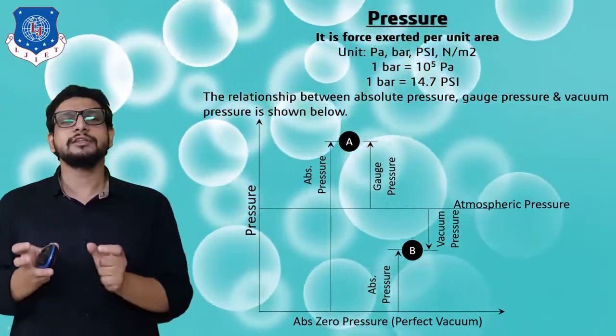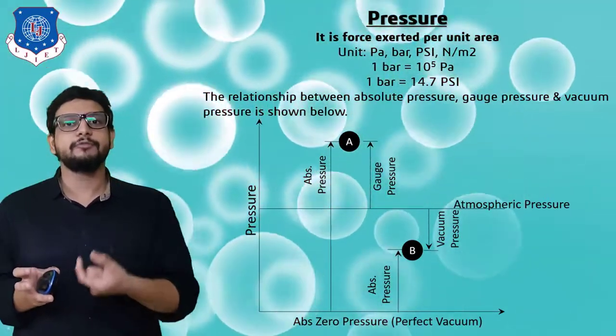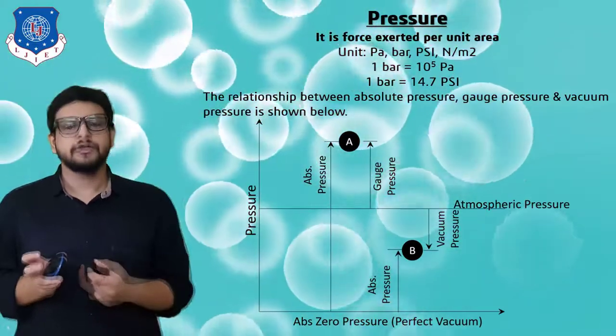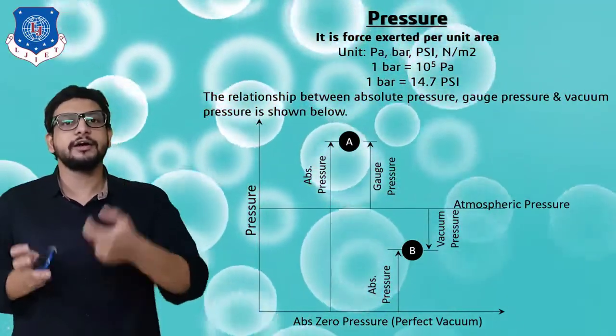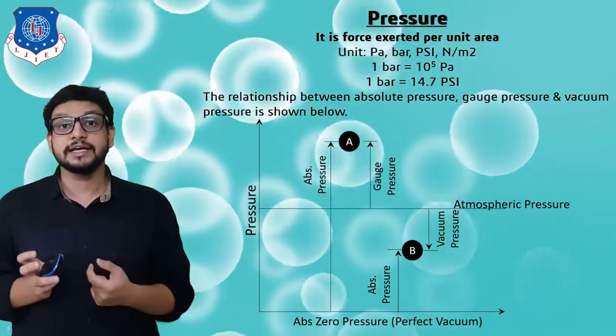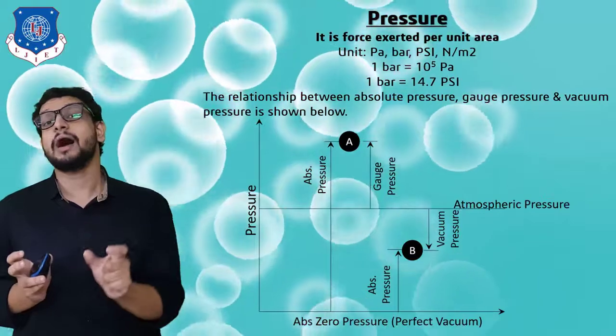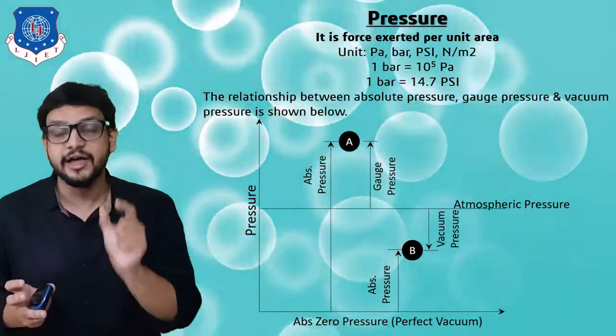You would have heard this term psi. The psi term is usually used while filling compressed air. Whenever you go for filling air, you would have noticed that we use 30 psi, then 35 psi, then 40 psi. So what is that psi? It is pound per square inch. That is the pressure of the compressed air.